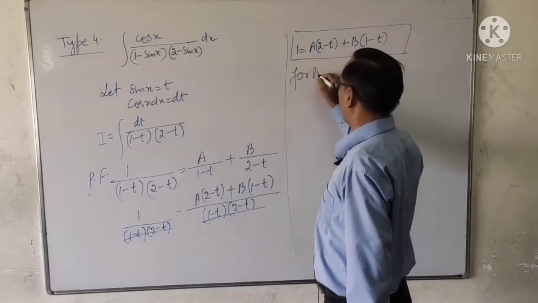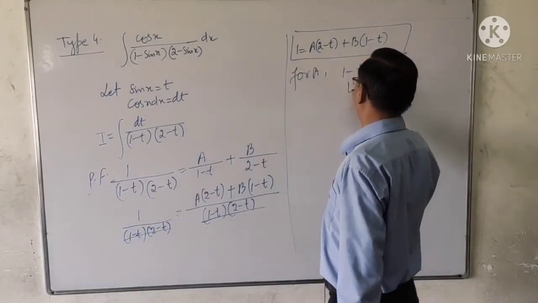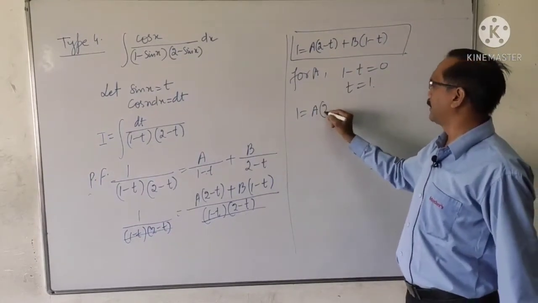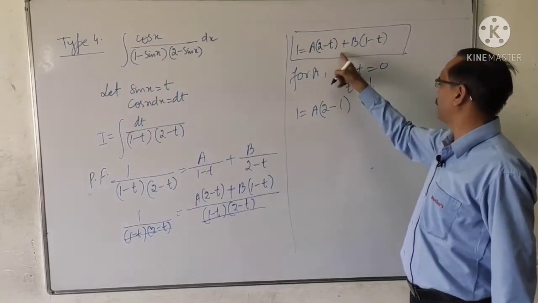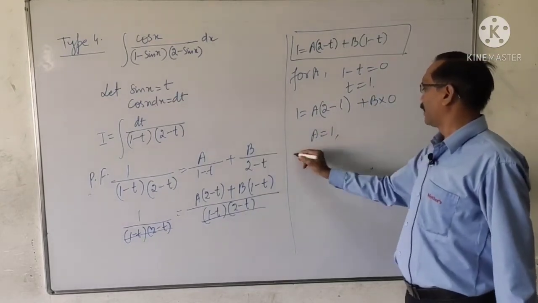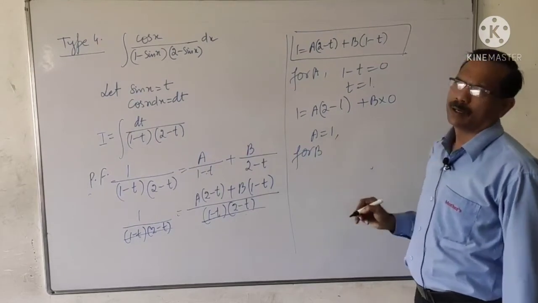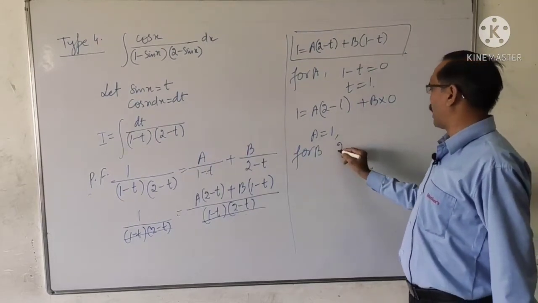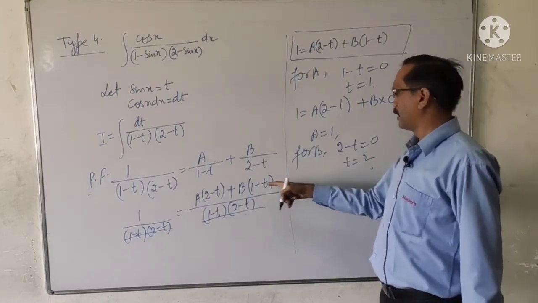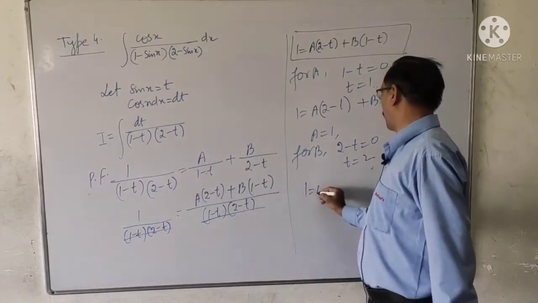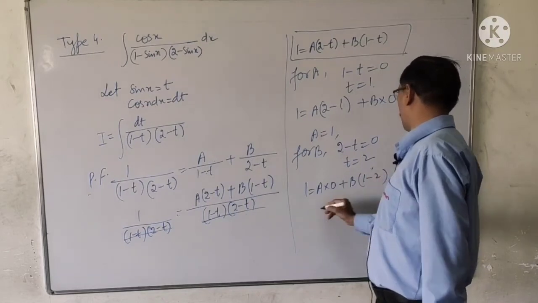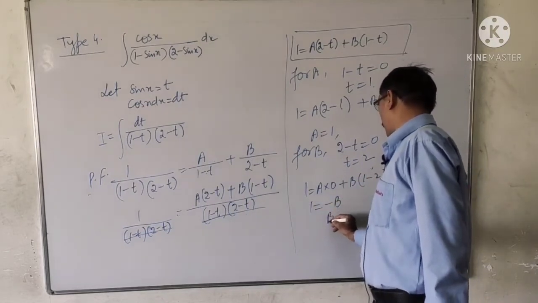For A, we will put 1 minus t equal to 0 or t equal to 1. So 1 equal to A into (2 minus 1) plus B into 0. So A equal to 1 here. For B, we will write 2 minus t equal to 0, then t equal to 2. Then 1 equal to A into 0 plus B into (1 minus 2), or 1 equal to minus B. Value of B equal to minus 1.